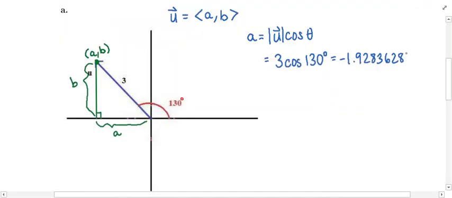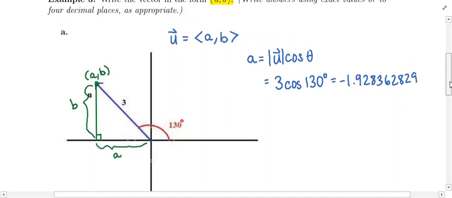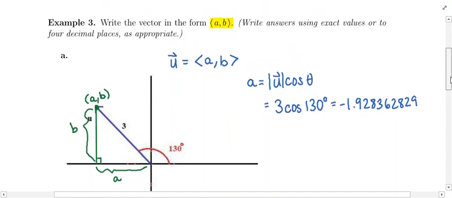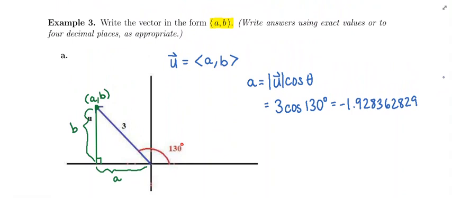1.92836829. We are told in the directions to round to 4 decimal places. The directions also mention, if you can get an exact value, give that. 130 degrees is our direction angle here, and 130 degrees is not on the unit circle. So we have to go to the calculator, and we will end up with a decimal. But if you had an angle like 210 degrees, that's on the unit circle, then you'd be able to get the cosine exactly, and so you would end up with an exact answer. Just keep that in mind.